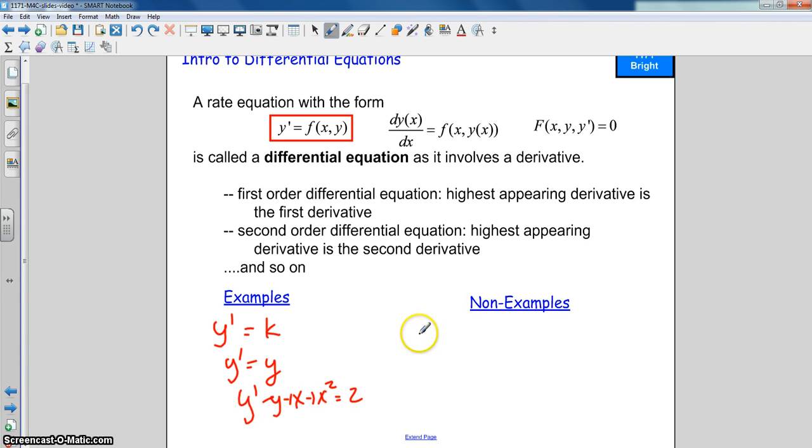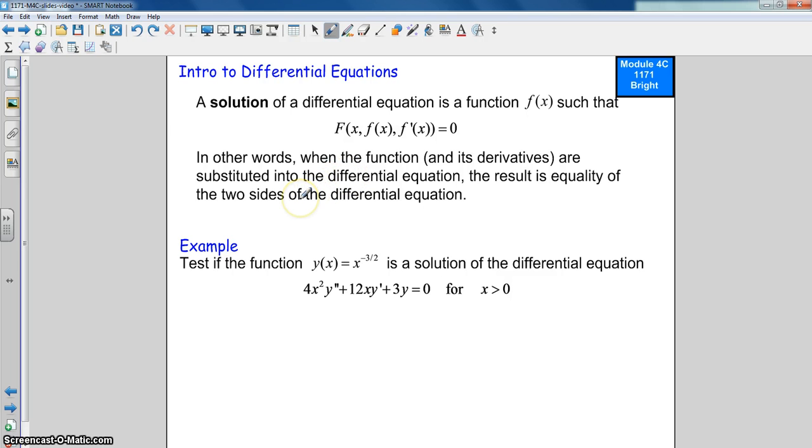Okay. Some equations that are not differential equations would be something just like y is equal to kx. So a basic line. You could have y is equal to 2. Okay, so notice there's no derivatives appearing. You could have xy plus x squared minus 2 is equal to 0. That's not a differential equation. It's not involving a derivative.